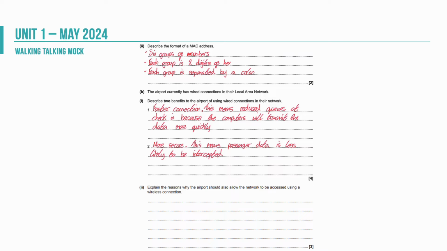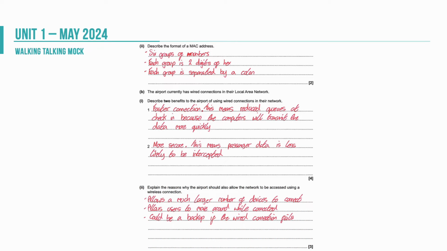The next one says, explain the reasons why the airport should allow wireless connections to be used in addition to the wired connection. It's 3 marks, so that suggests it's looking for 3 separate points. It allows a much larger number of devices to connect. So a networking switch, for example, might only have 16 ports, whereas a wireless router can connect 255 wireless devices easily. It allows users to move around while connected, and it could be a backup if the wired connection fails. So there you need to think, why might we want both types of connection at this make-believe airport?